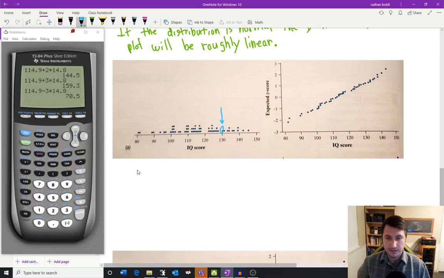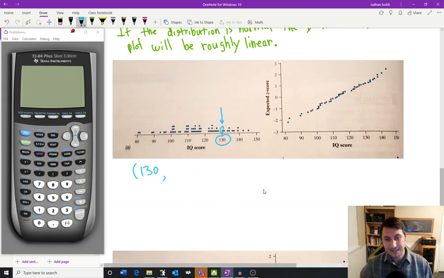Well, the x value is the data value, 130. The y value is the expected z-score, the z-score that value should have if this is normal. So how do I figure that out? Well, I find the percentile. What percentile is 130?